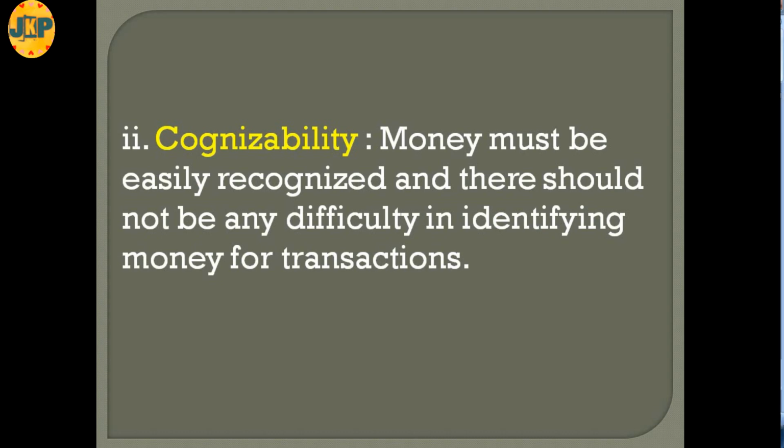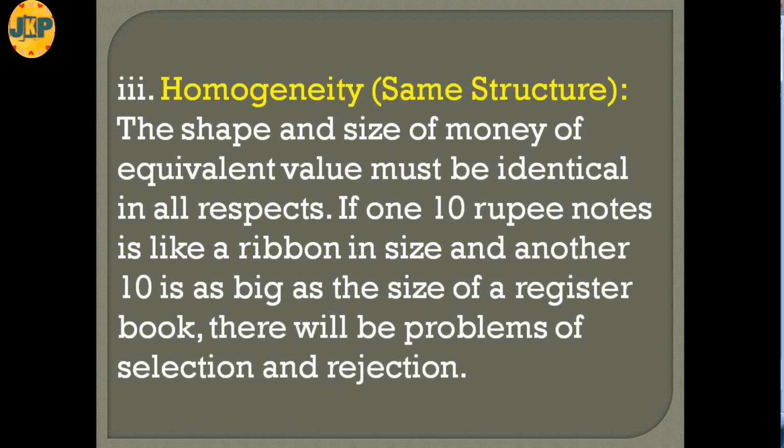Cognizability. Money must be easily recognized and there should not be any difficulty in identifying money for transactions. The shape and size of money of equivalent value must be identical in all respects. That means the shape and size of the same value of money should be of the same structure. If one 10 rupee note is like a ribbon, that means it's small in size, and another one is as big as a register book, then there will be a problem of selection and rejection. So everyone will take the small one because it will be easy to carry from one place to another. So there will be a problem of selection and rejection.